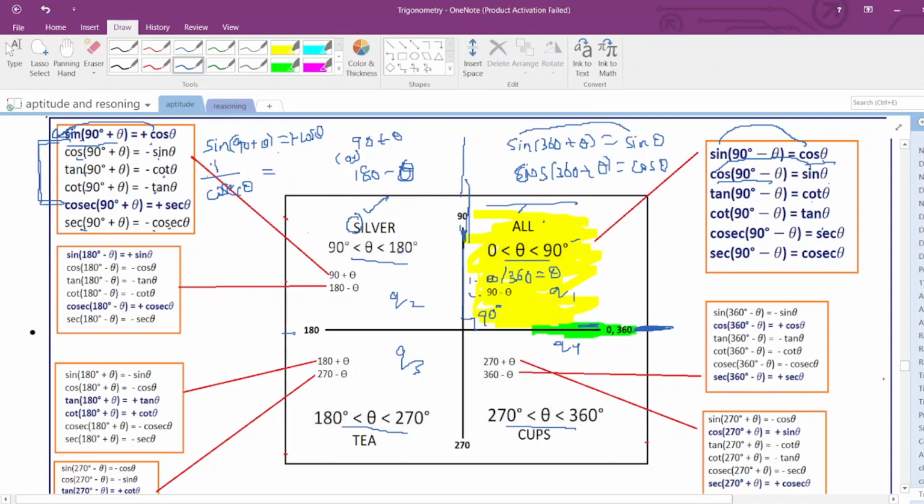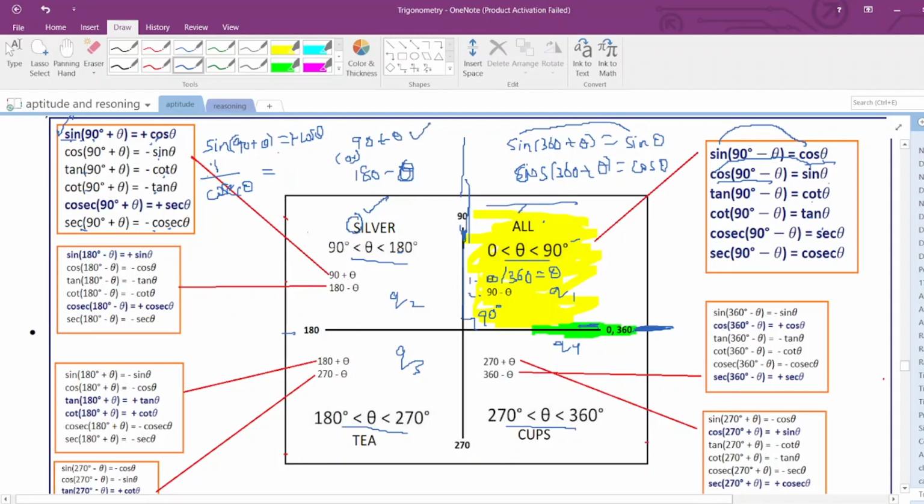So I have mentioned it in bold, the blue color one. In this second case, only sine and its opposite, cosecant, are positive. So that's why I mentioned silver; the first letter is S, so just remember S for sine. Sine of 90 plus theta will become plus cos theta, and cosecant of 90 plus theta is plus secant theta. Cos will become sine and tan will become cot; the remaining are all negative.